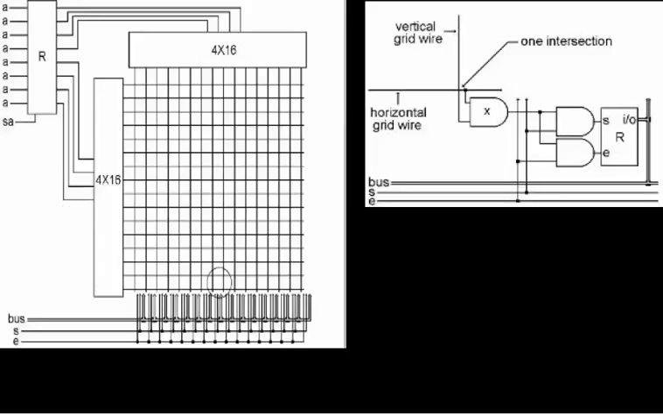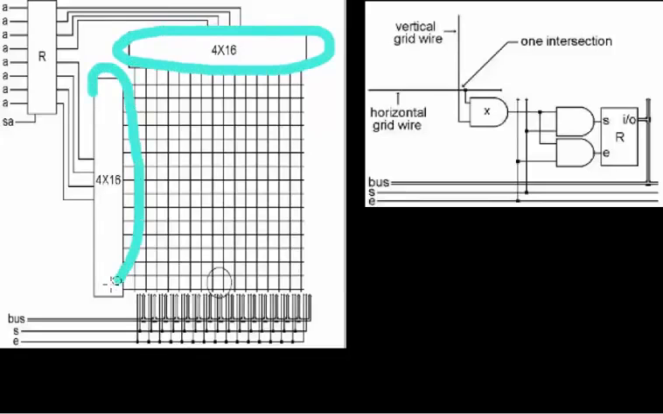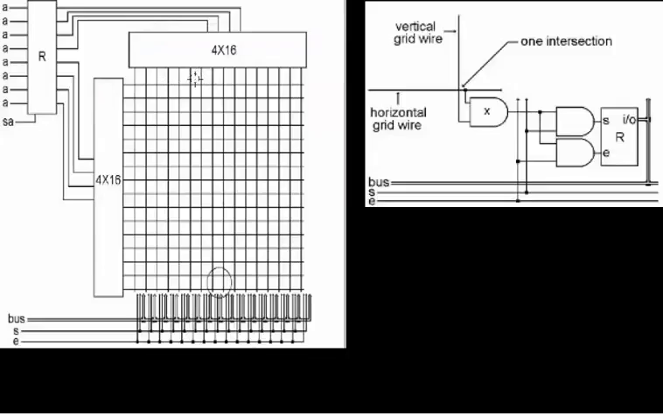Now comes the more important part. Let me just erase this part. Here you can see that there are two 4 into 16 decoders. You should watch the previous video where I explained what a decoder is and how it works. If you didn't see it, you can watch the video now.